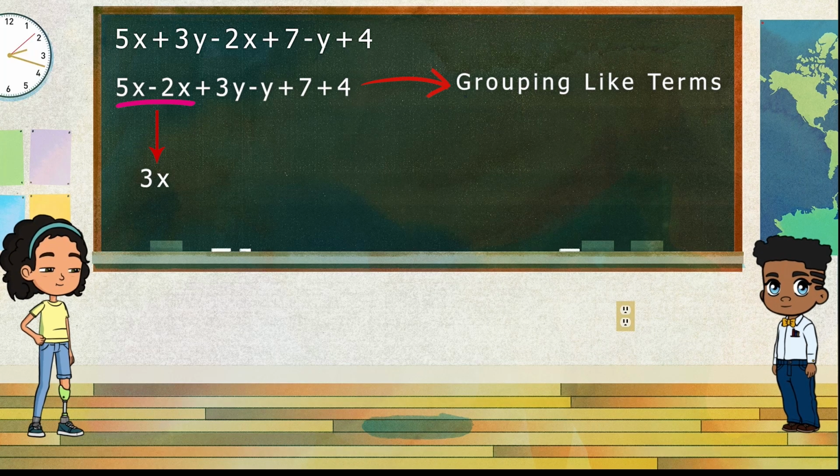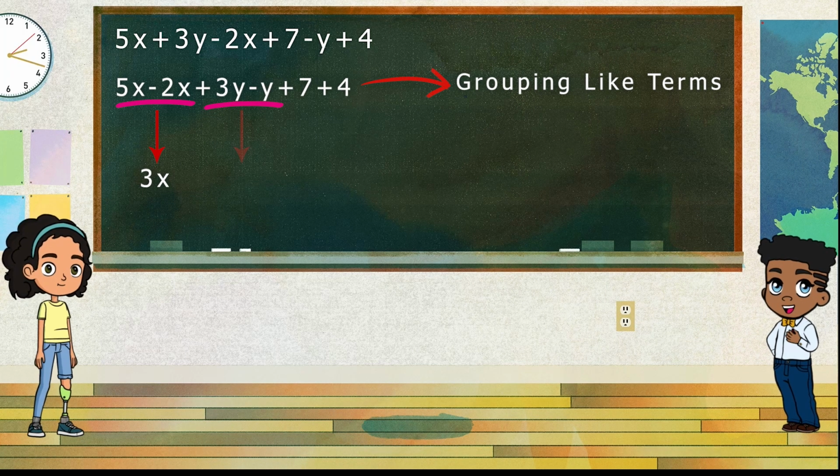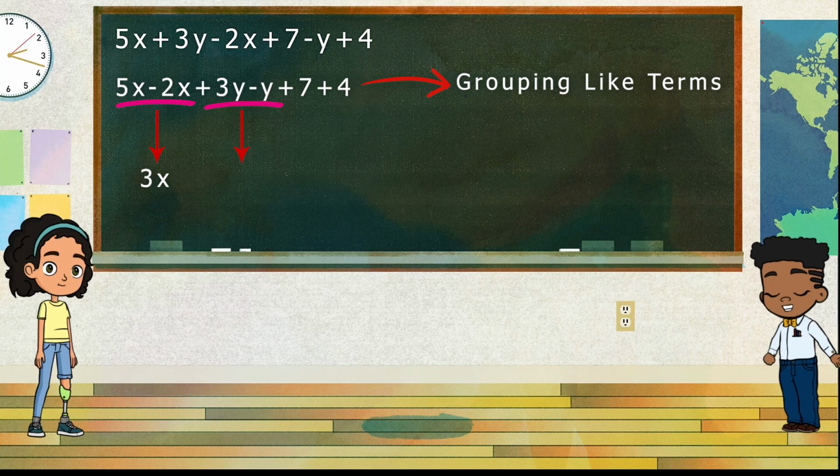Very good, Luckle. So, what about the 3y minus y? It's the same approach. 3y is positive, so that means that we have 3y's, and negative y is the same as negative 1y, which means that I owe 1y and will be subtracted from the 3y's that I have. Hence, I will be left with 2y's.